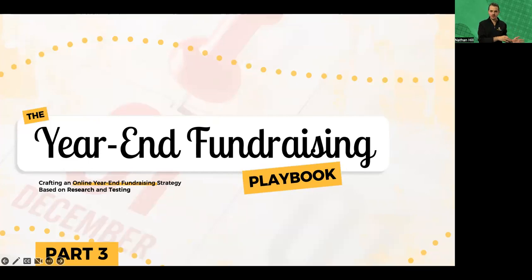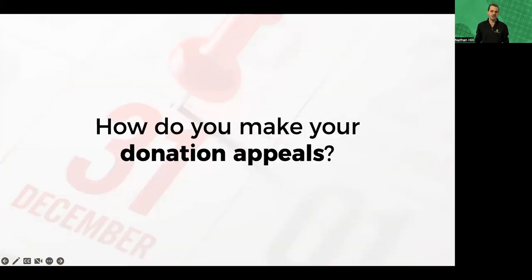We've talked about some benchmarking around year-end. We've talked about this first category of emails that I want you to send, these priming, framing, cultivation type of emails. Now we're going to look at how you can create an effective personal appeal. And so this is really our core question here. How do you make a donation appeal? How do you make an effective donation appeal?